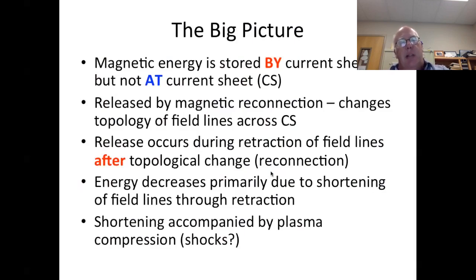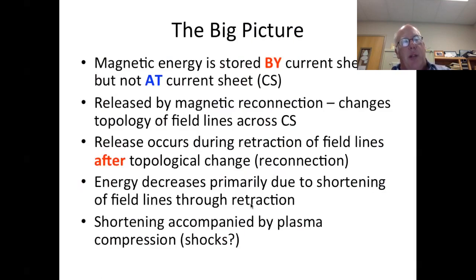The retraction of those field lines makes them shorter and therefore lowers their energy. And that occurs after the reconnection, not as part of the reconnection. So it's the shortening magnetic field lines that are causing that. The shortening magnetic field lines must compress the plasma. And that is a very different topic.